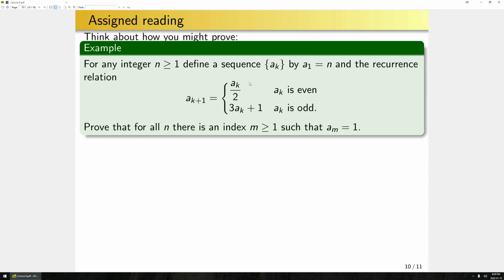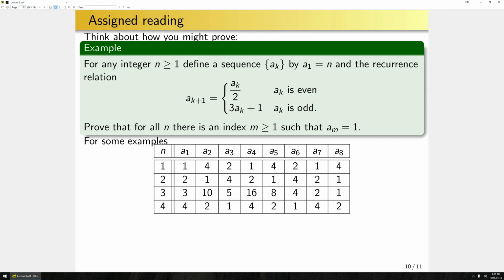So let's just look at a few examples of what these look like. Just in table form, for various values of n. If n is 1, I start at 1, so basically I'm done, the proof's done there, but let's just see how this works. 1 is an odd number, so I take 3 times 1 plus 1 to get 4. 4 is now even, so I divide by 2 to get 2. 2's even, so I get another 1.